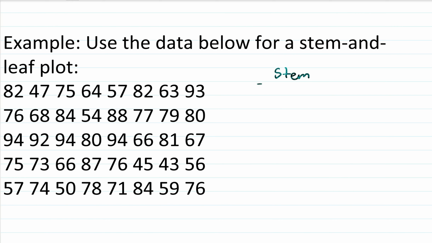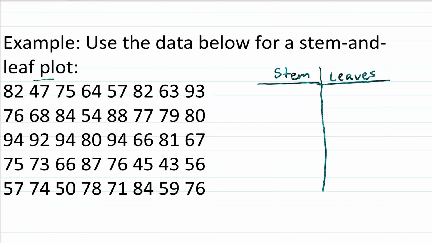So we have a stem, and then we have leaves. So the stems consist of the numbers. We have numbers in ones and tens, right? Those are the place values for these numbers, ones and tens. So the stems are the numbers that are in the tens place.